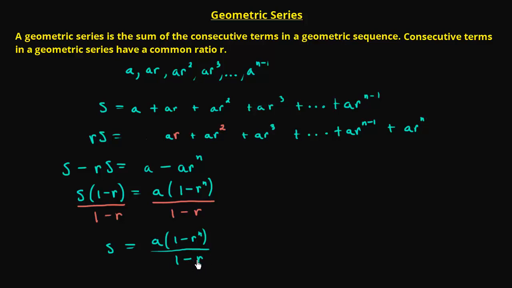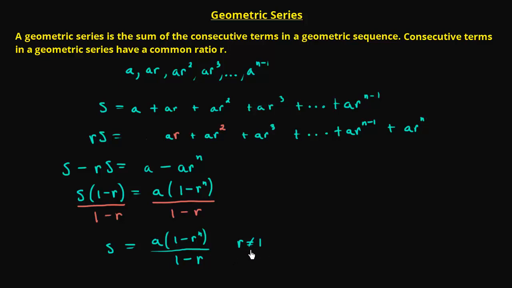So if we have a geometric series and we want to sum all the terms in that geometric series, the sum is equivalent to the first term times 1 minus the common ratio to the power of the number of terms in the series, all divided by 1 minus the common ratio. And here we have that the common ratio cannot be equivalent to 1.